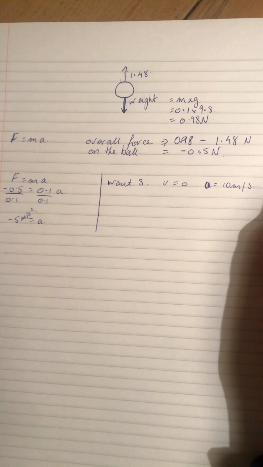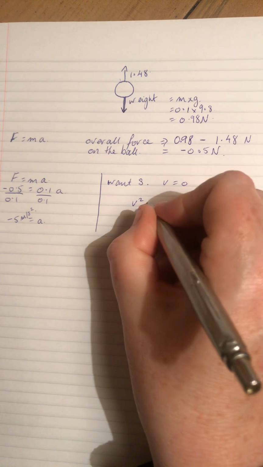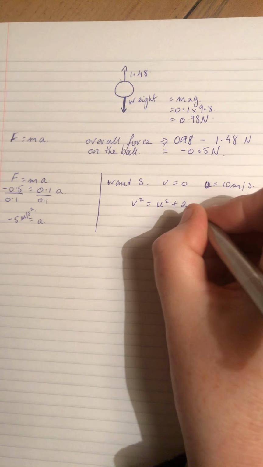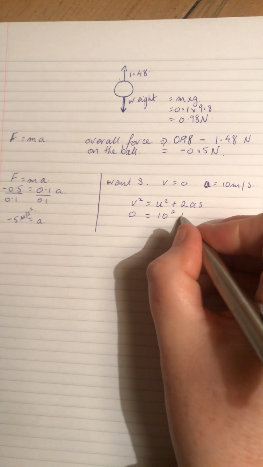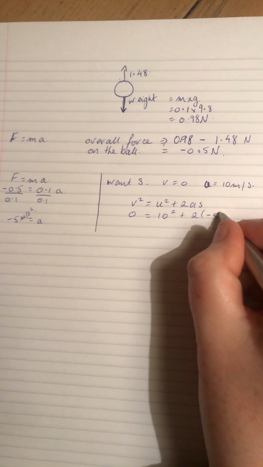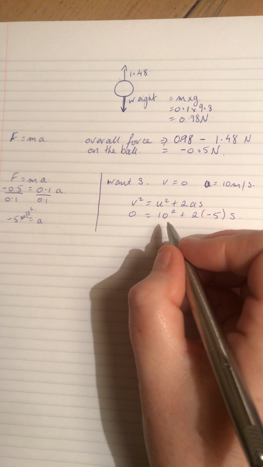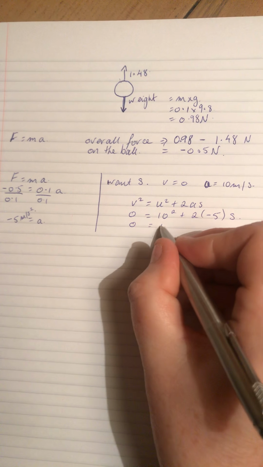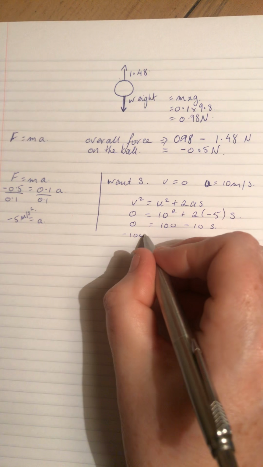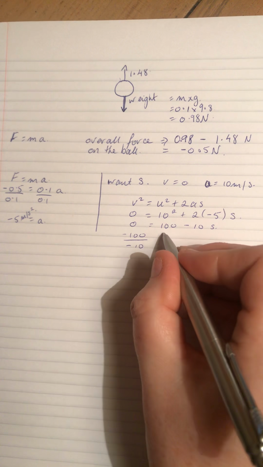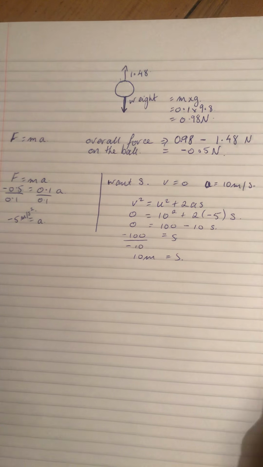We don't know time, we don't know anything else, so we have s, v, u, and a, so we're going to use v squared is equal to u squared plus 2as, so 0 is equal to 10 squared plus 2 times minus 5 times s. Okay, and so 0 is equal to 100 minus 10s, so minus 100 divided by minus 10 is equal to s, so 10 meters is the depth into the ground it goes.